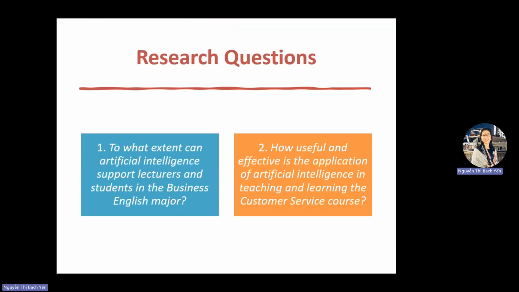Move to the next. I will tell you about the research questions. I have 2 research questions. The first one, to what extent can artificial intelligence support lecturers and students in the business English major? The second, how useful and effective is the application of artificial intelligence in teaching and learning the customer service course?